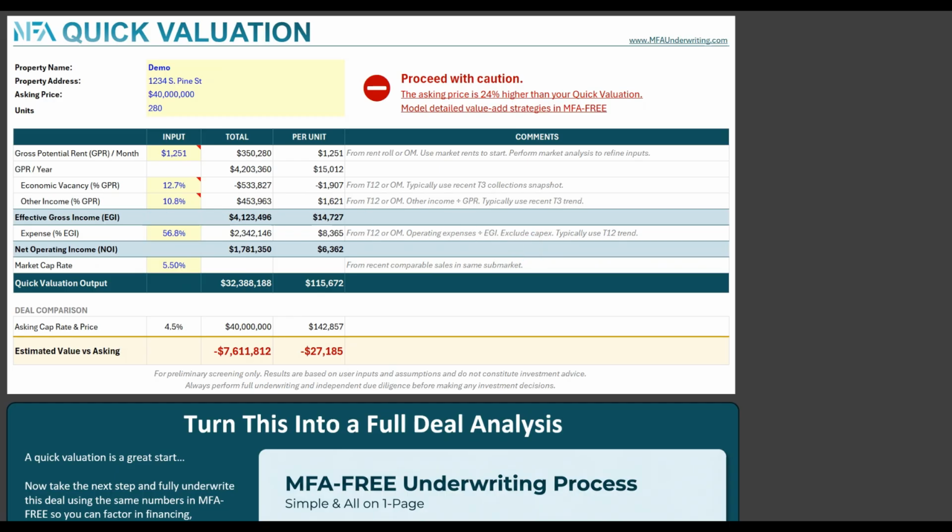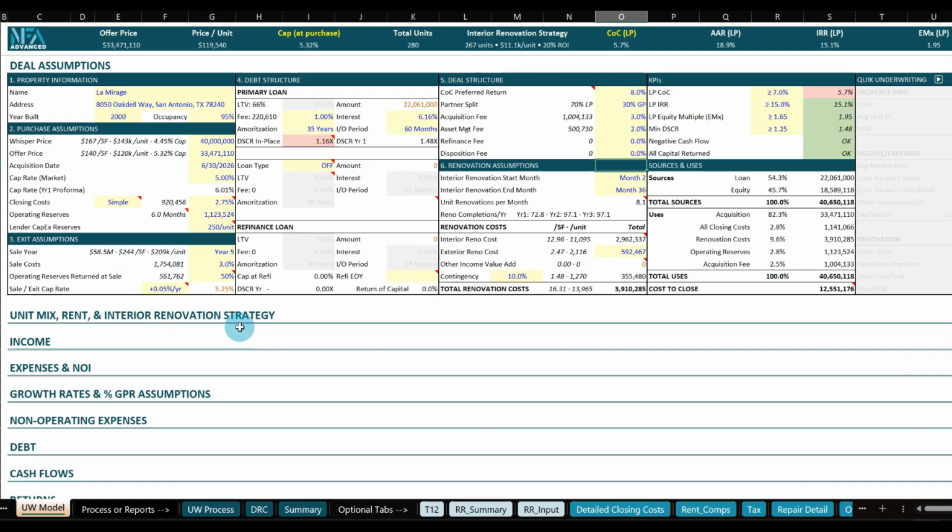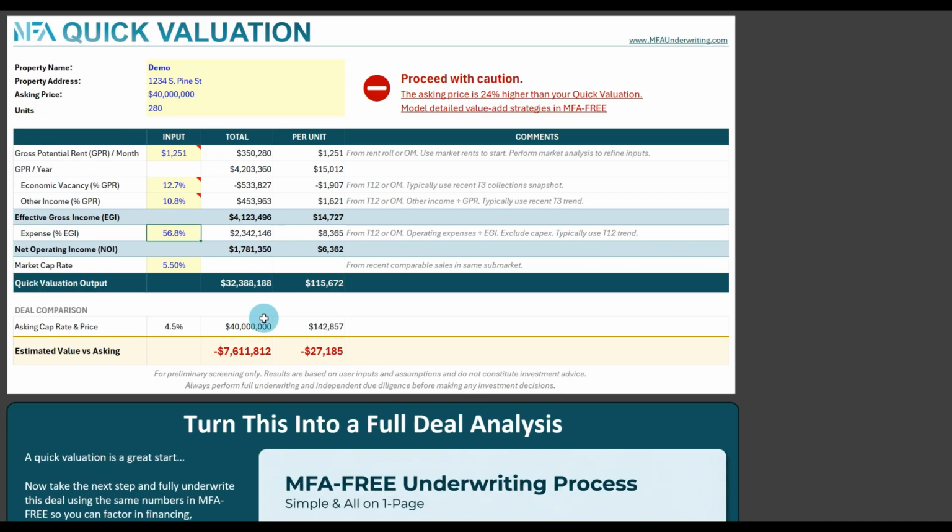So what I want to show you now is how this compares to an actual full underwriting. All I want to focus on is the price that I have to underwrite to achieve about a 15% IRR. So you can see this deal, I did renovation timing, I did capital structures, partnership structures, I did rent strategies, I did renovation strategies, other income opportunities, and I arrived at a $33.4 million price, which is within 3% of the quick valuation.